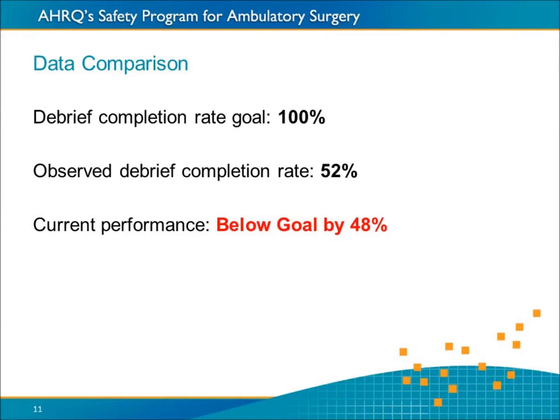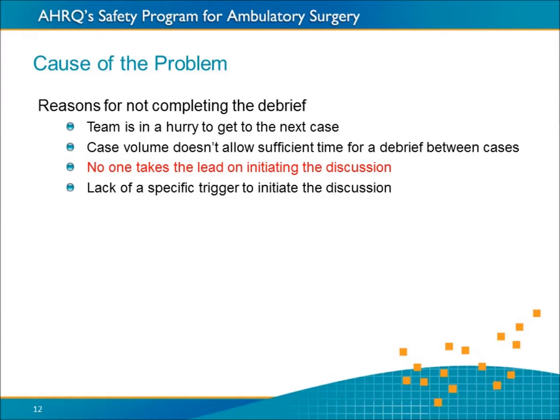We can see here that our goal is at 100%. We're currently hovering around 50% for the debrief completion, and we know we're below our goal by about 48%. So clearly some work to do here. So now we'll start talking about causes of the problem. And notice that we're pretty far into the project at this point. This is slide 12. We've done a real thorough diagnosis, and now we're ready to start talking about what might be causing us to not do the debrief as consistently as we would like.